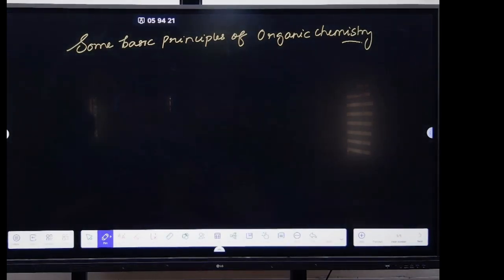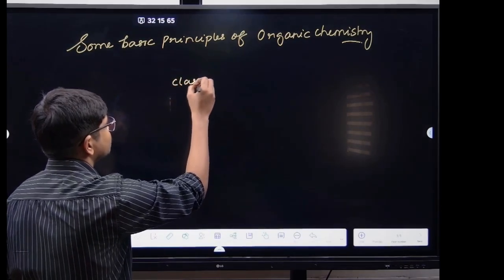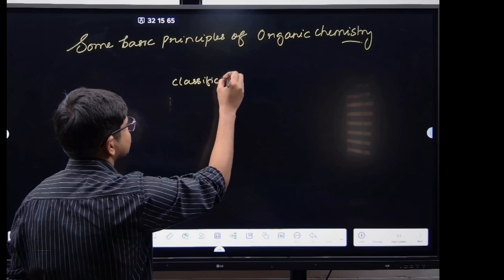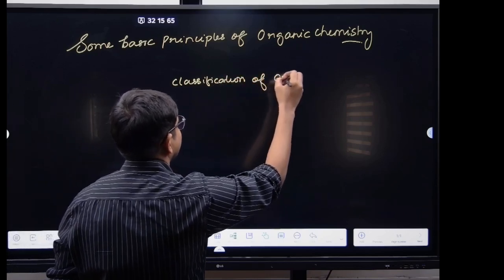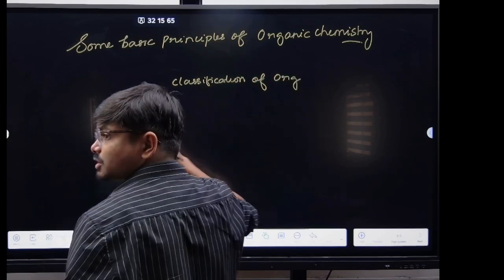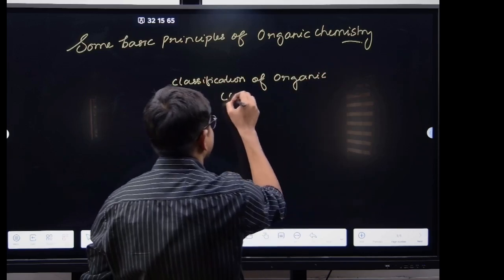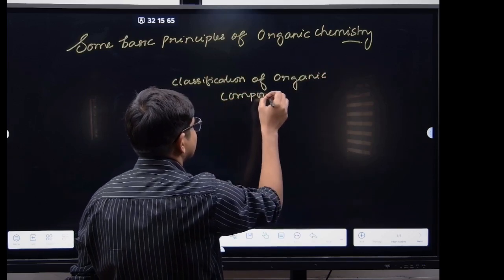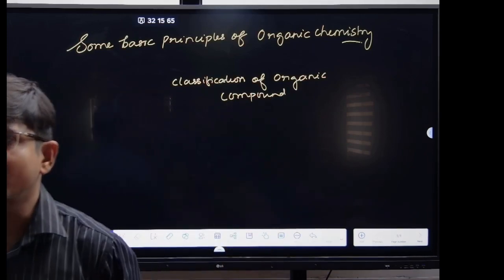Now, first one is the classification of organic compounds. See here, you know that organic compounds can be classified into two parts.